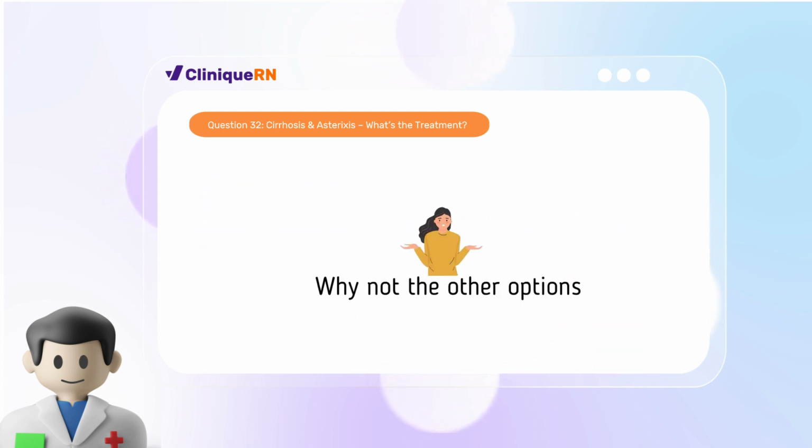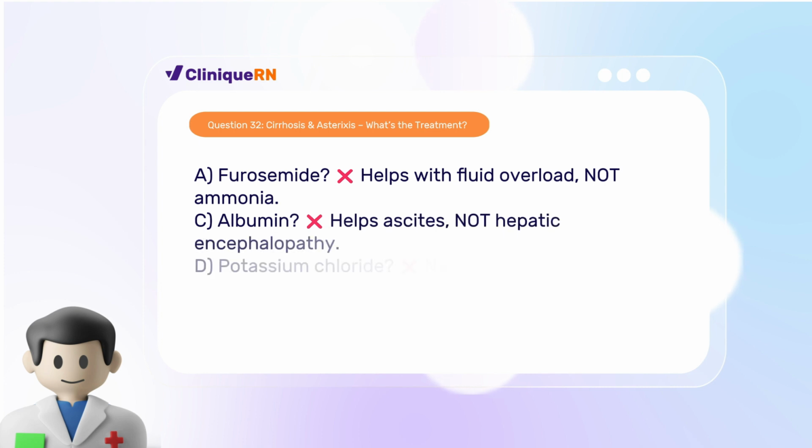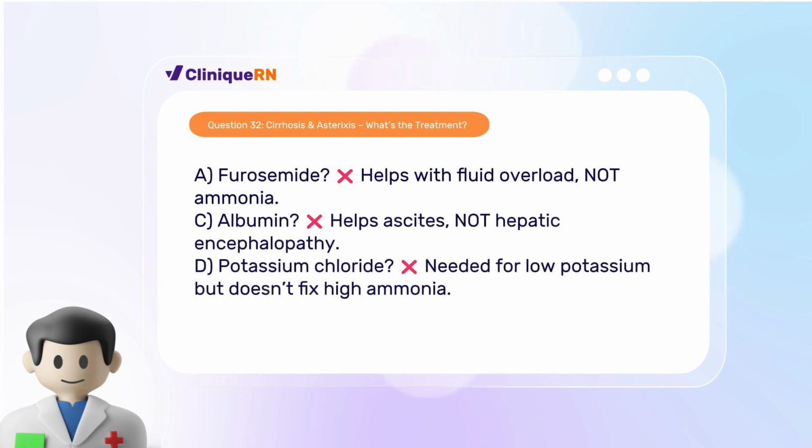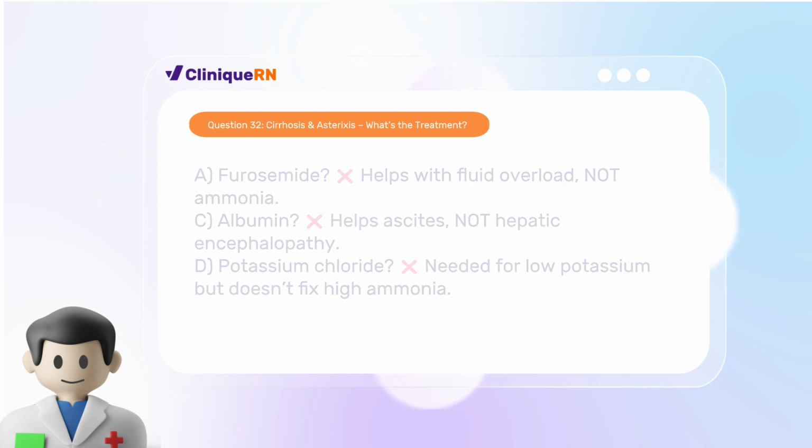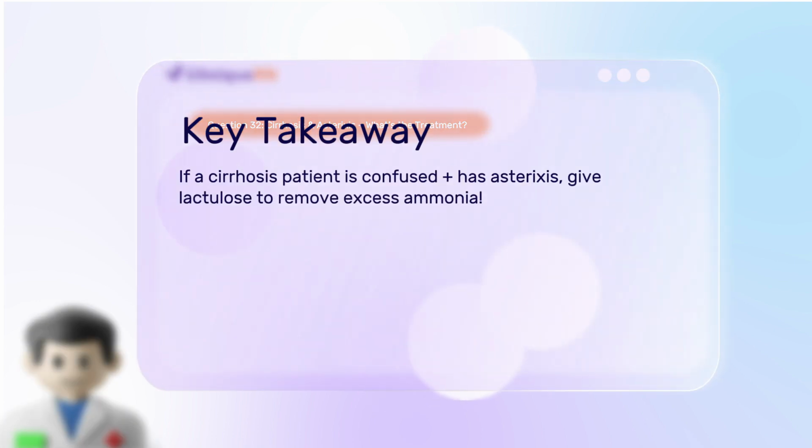Why not the other choices? A. Furosemide. Helps with fluid overload, not ammonia. C. Albumin helps ascites, not hepatic encephalopathy. D. Potassium chloride, needed for low potassium but doesn't fix high ammonia. Key takeaway: if a cirrhosis patient is confused, plus has asterixis, give lactulose to remove excess ammonia.